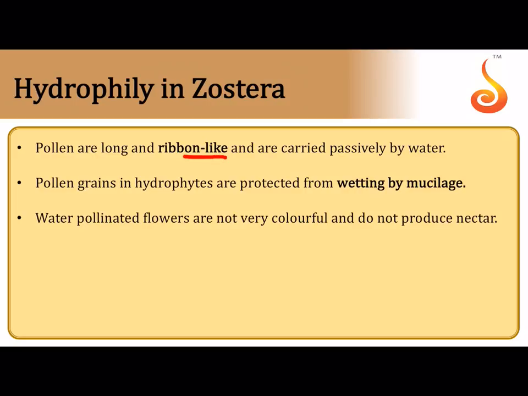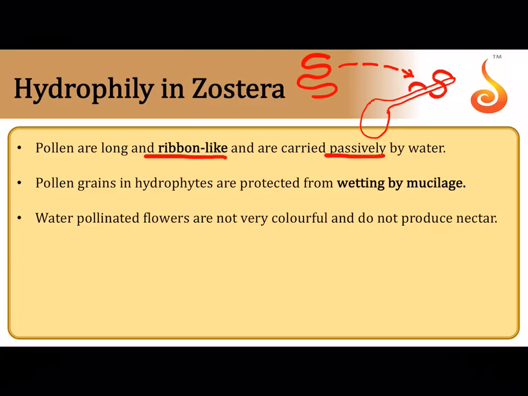So like I said, pollen are long and ribbon-like, and they are carried passively by the water. So this is the pollen grain, and this was the pistil with an elongated stigma, and the pollen grain reaches the stigma accidentally by water current, and it gets intertwined around the stigma. Okay, so this was how pollination happened in marine grass or Zostera.